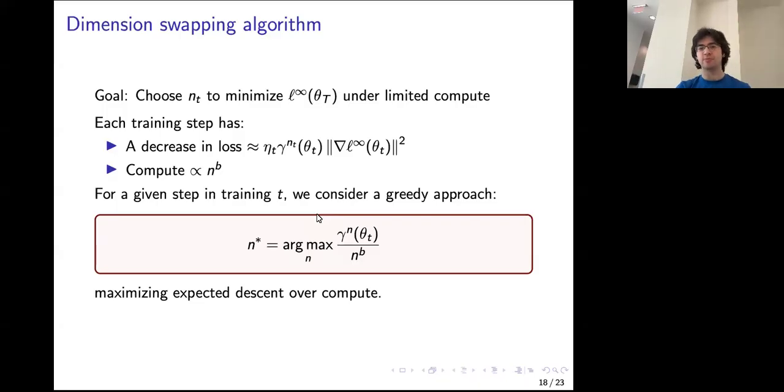And we have compute roughly proportional to n to the b. This can be memory or runtime, but you expect it to grow and take longer, where b for graphs might be 2, with O of n squared. So for a given step in training, we consider a greedy approach where we just maximize this decrease in loss, without the eta t in the other term, over the compute n to the b. This is supposed to give us an intuitive way of picking the right dimension, which will give us some maximal compute efficiency locally.